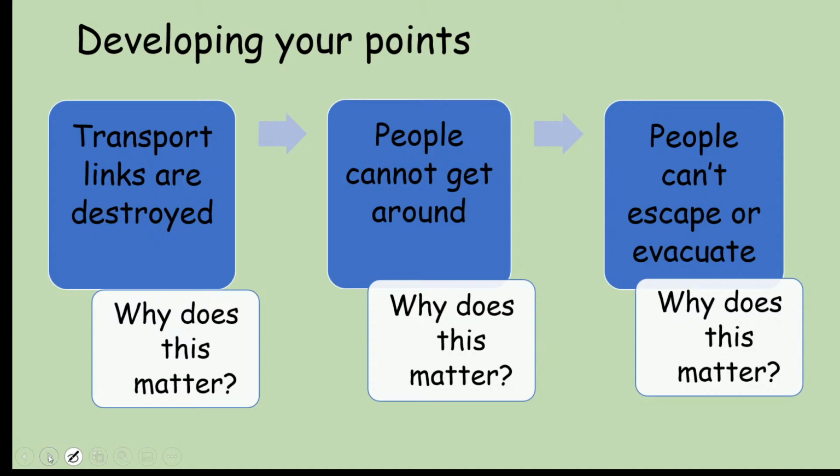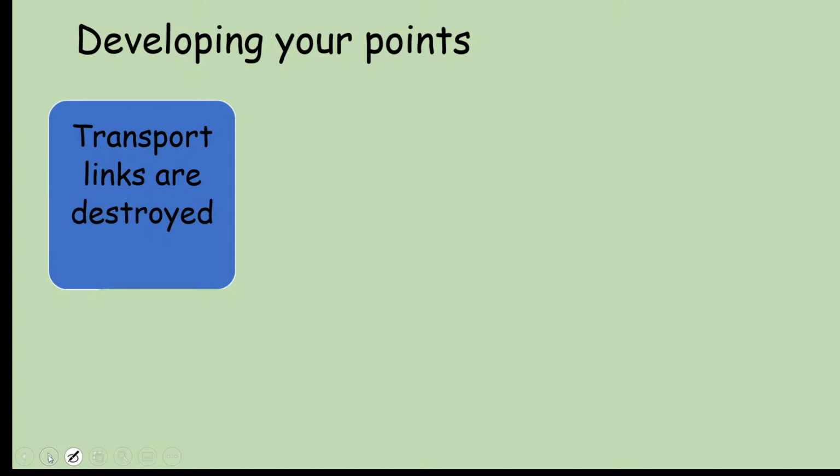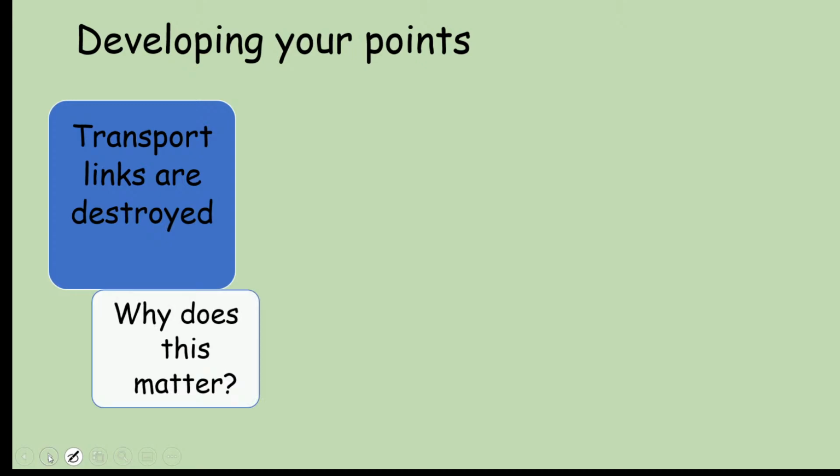We're going to look at how we can develop some of these points into slightly better answers, because just saying, people might lose their jobs, that's absolutely correct, and that is a reason why erosion is a problem, but we can develop our answers a little bit better. So let's start off with this. Transport links are destroyed. That's something we said earlier. Yeah, that's a real good reason why erosion is a problem. But to develop our point, we need to ask ourselves, well, why does this matter? Why is it a problem if there are transport links destroyed?